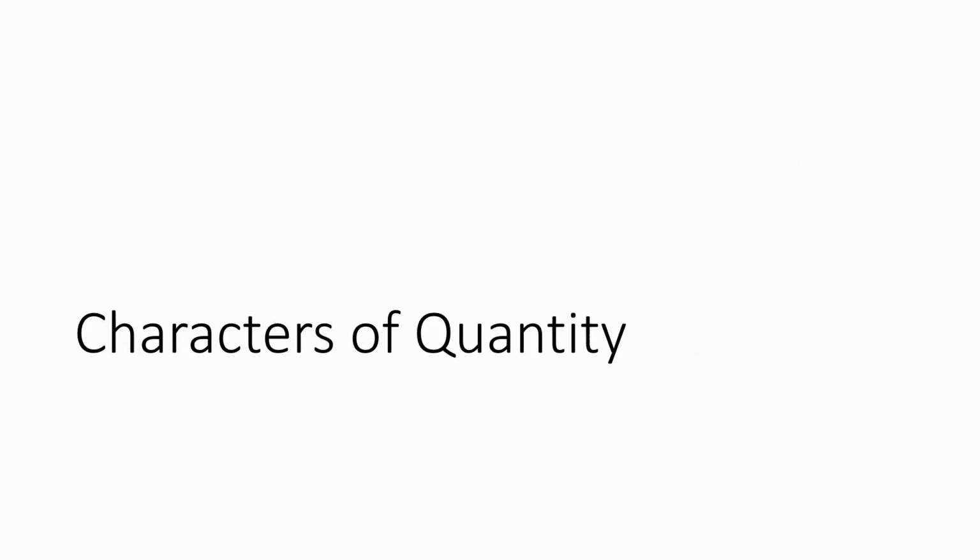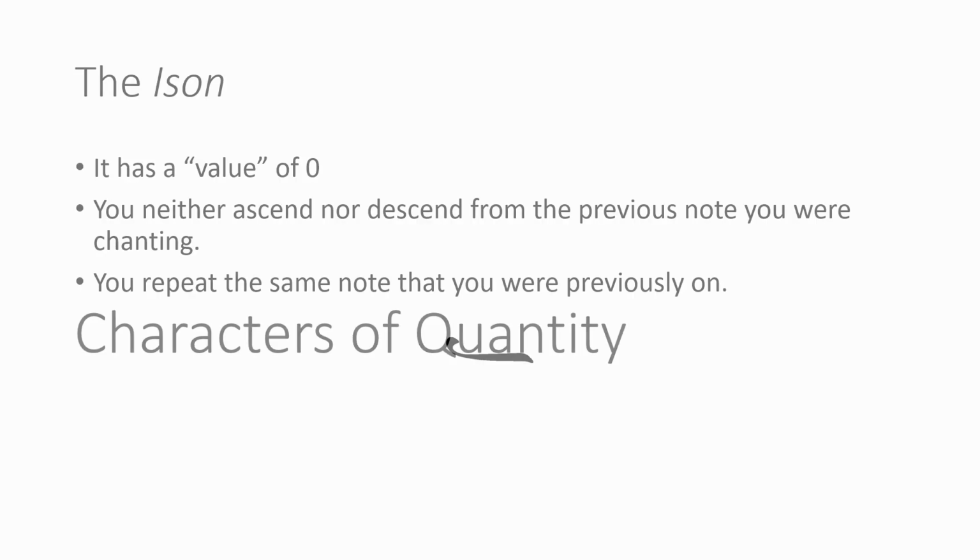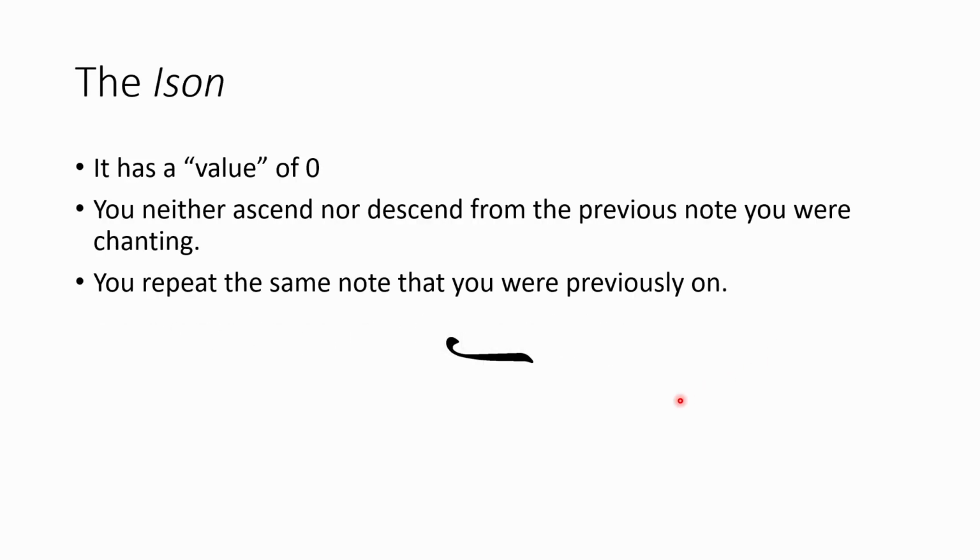So let's begin discussing characters of quantity. Now, the first character we're going to discuss is called ison. It has a value of 0. So that means you neither ascend nor descend from the previous note you were chanting. You, in effect, repeat the same note that you were previously on. And this is what the ison symbol looks like in the music, kind of like a sideways cane.